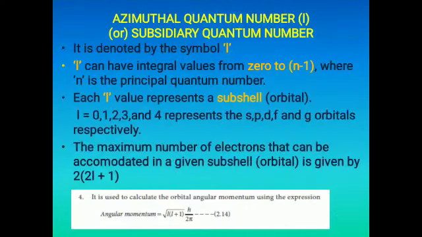The second quantum number is the azimuthal quantum number. It is denoted by the symbol l. The azimuthal quantum number is also called the subsidiary quantum number. l can have values from 0 to n minus 1. Here n means the principal quantum number, that is the orbit number. l value will range from 0 to n minus 1. Where n represents the principal quantum number, each l value represents a subshell.